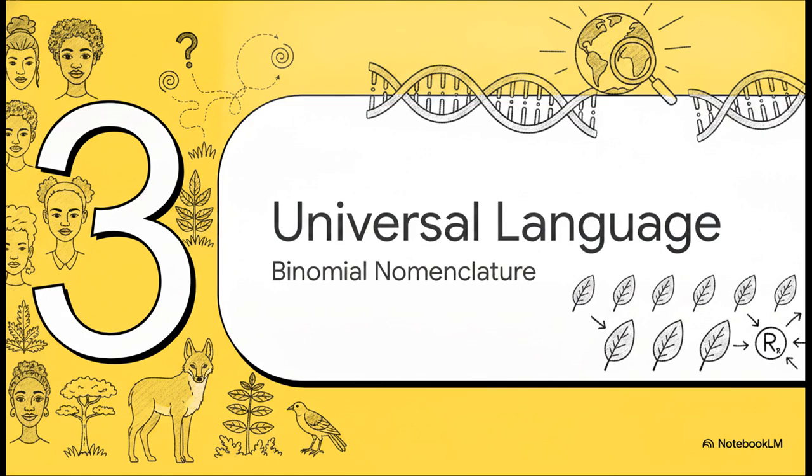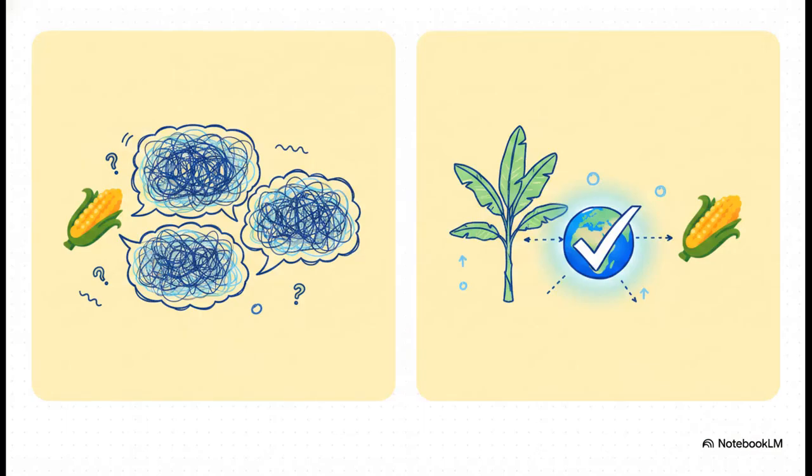Which brings us to section 3, the universal language of life, binomial nomenclature. So we live in a world with immense cultural and linguistic diversity. In Ethiopia alone, there are over 80 ethno-linguistic groups and thousands more across the globe. Now, using local common names for plants and animals is great for everyday life, for sure, but it causes massive confusion in the global scientific community.